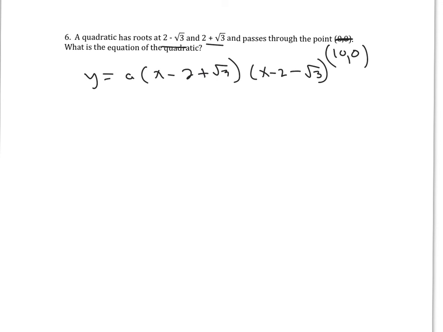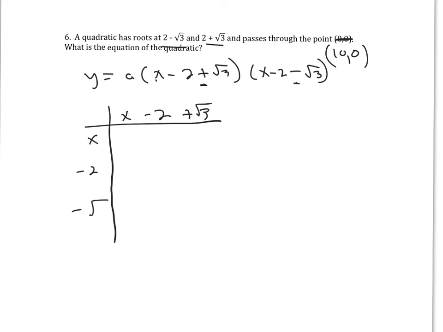Okay, notice these two are both negatives here. It's x minus the first root, x minus the second root. What alternates between positive and negative is this sign right here. Okay, when we multiply this out, we end up with x minus 2 plus root 3, x minus 2 minus root 3. That gives us x squared minus 2x plus root 3x minus 2x again plus 4 minus 2 root 3, minus root 3x plus 2 root 3 and minus 3.